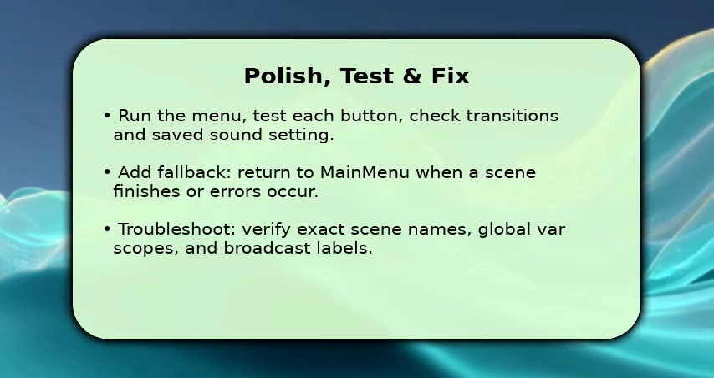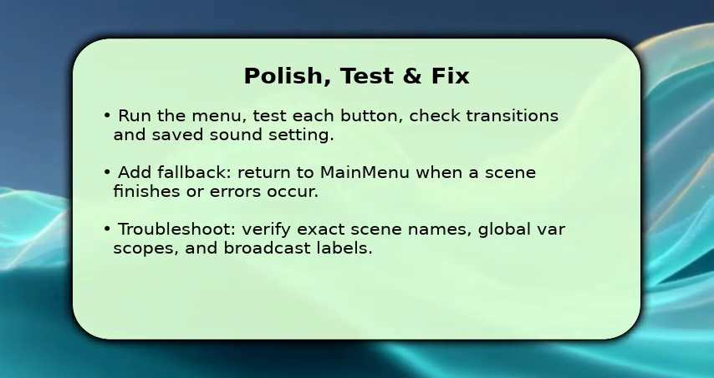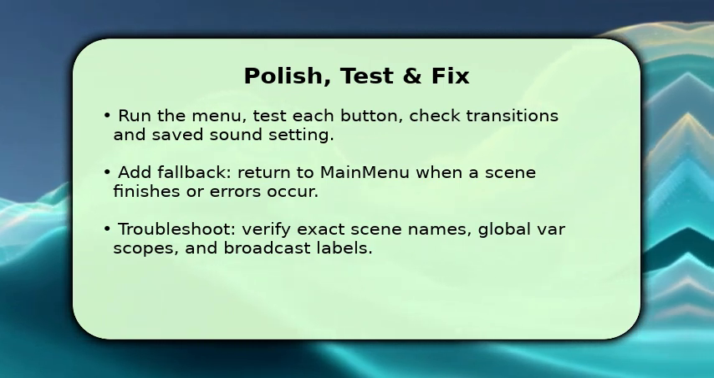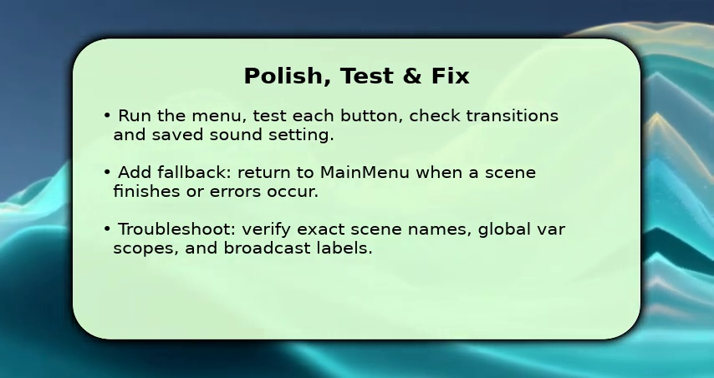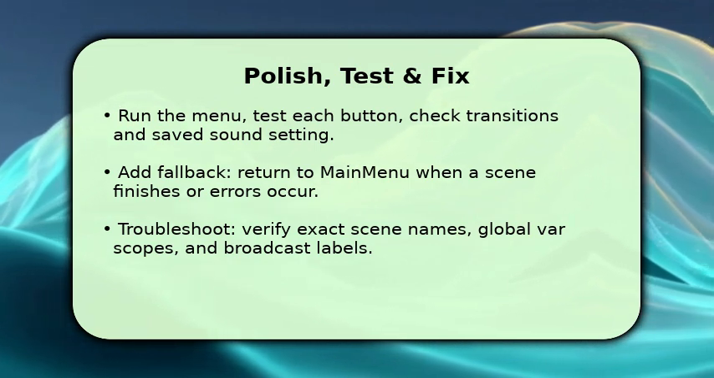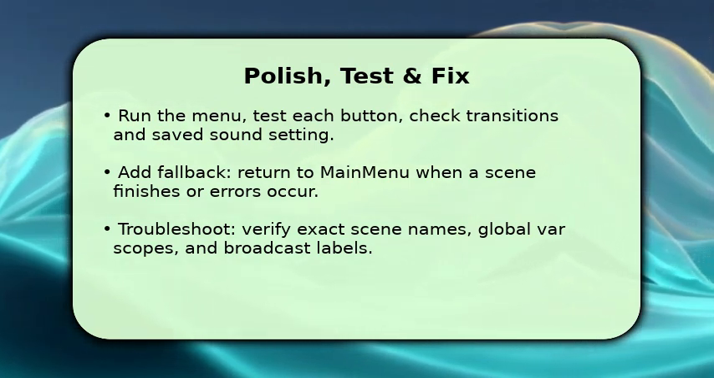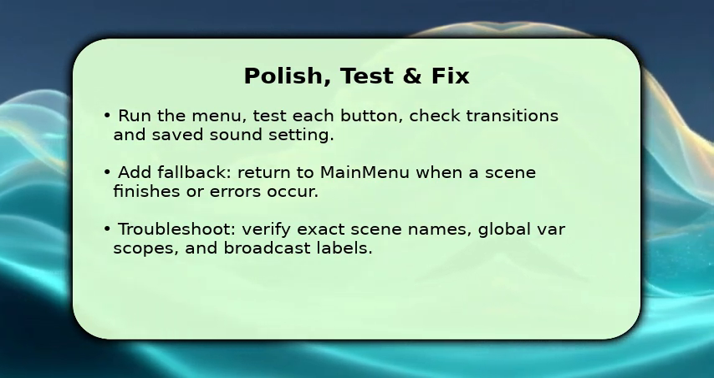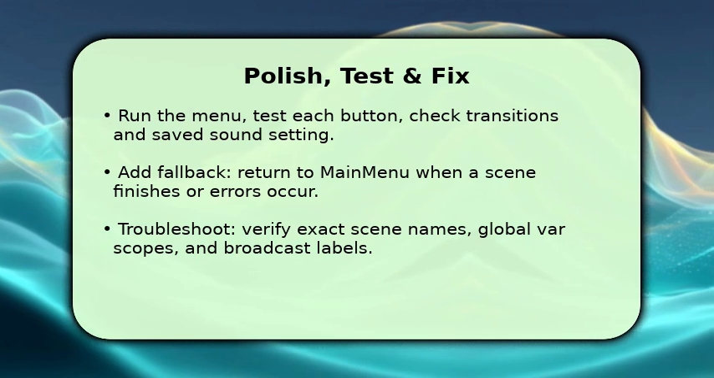Finish by iterating. Play through the menu flow, confirm the play button loads the right level, options toggle sound on, and credits show correctly. Make sure transitions are smooth, fade or slide animations help, and save settings to globals before scene changes. If something breaks, check exact scene names, variable scope, global versus local, and broadcast labels. Mismatches are the usual cause.